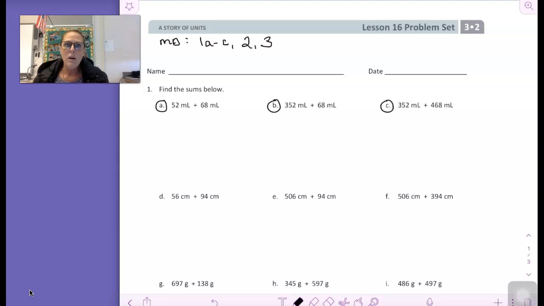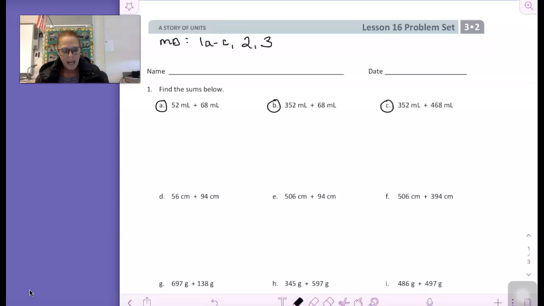So, we are continuing to find sums of measurements, and one way that we can do this is to try to use some mental math. We can also use the standard algorithm if you want to. I'm going to do these three problems and I'm going to show you both ways to do that.